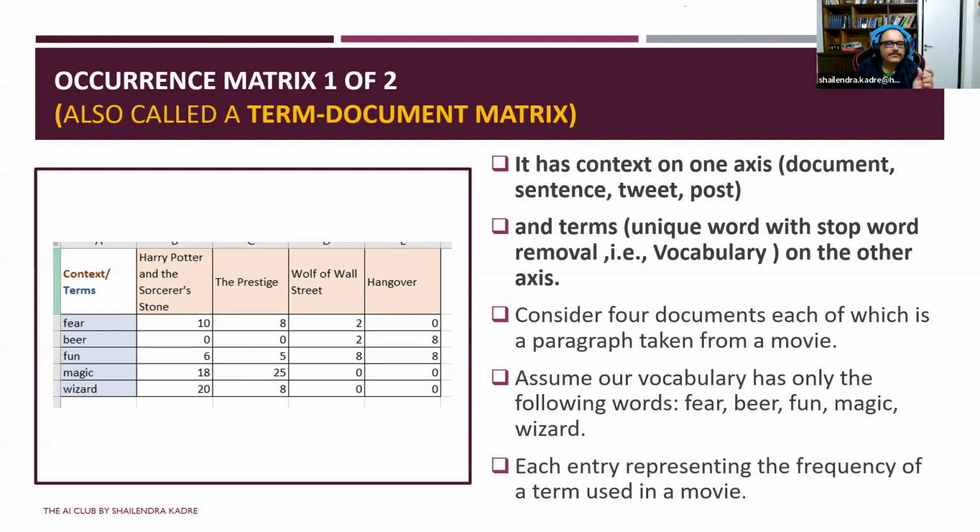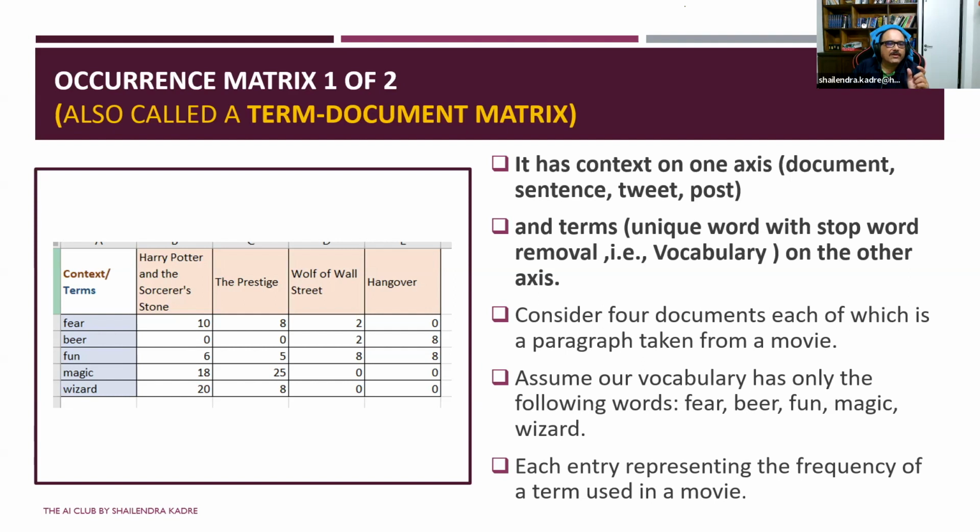Similarly, beer. When I talk in the context of Harry Potter, beer is not repeating a single time. Beer is repeating only in Wolf of Wall Street 2 times and in Hangover. Hangover is definitely related to some kind of alcohol. Beer is repeating 8 times in Hangover.